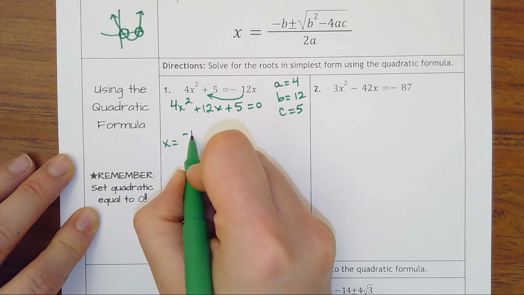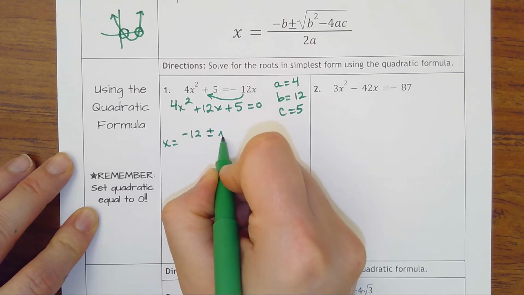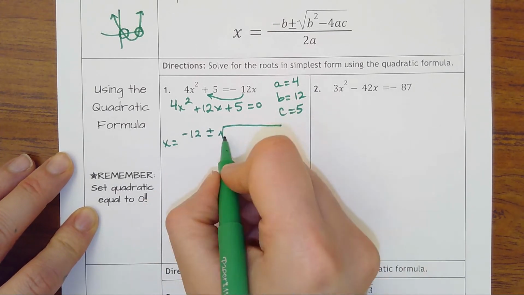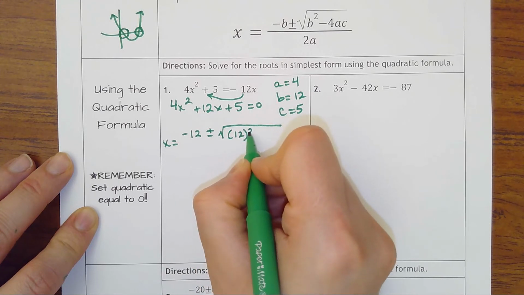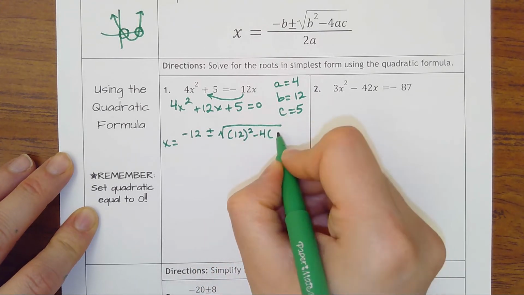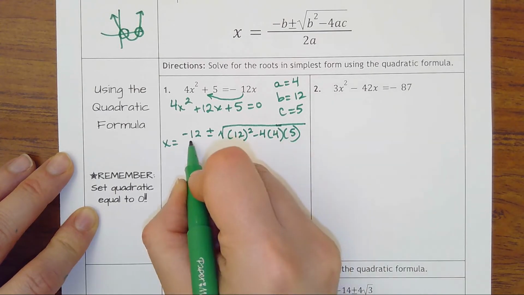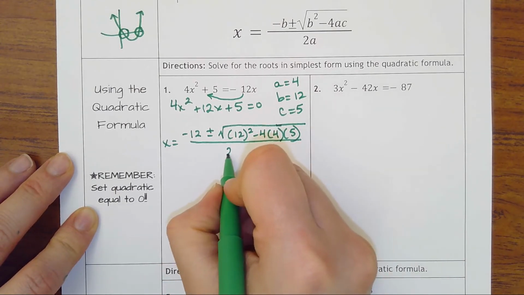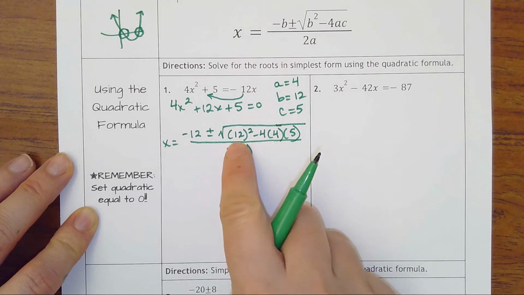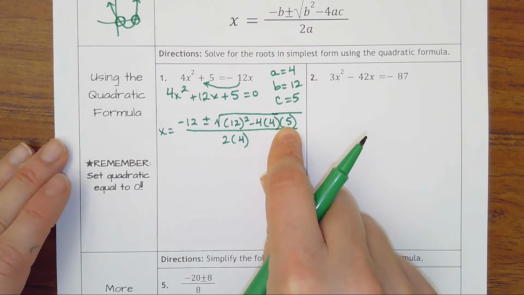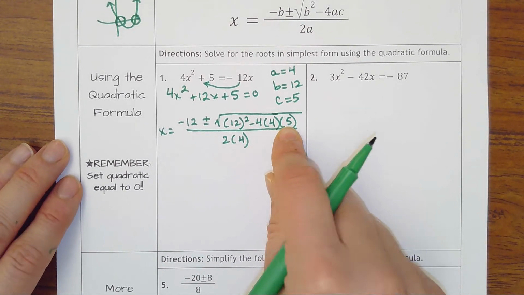So now it's going to be negative 12 plus or minus the square root of b squared minus 4 times your a, which is 4, times your c, which is 5, all over 2 times a, which is 4. This, b squared minus 4ac, should look familiar because that was the discriminant that we did.